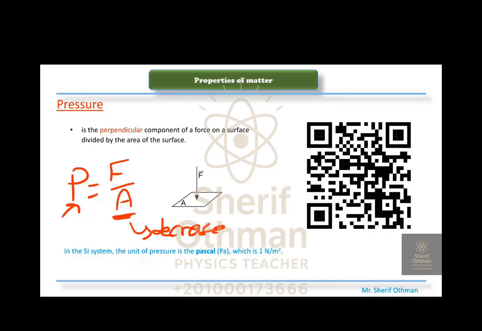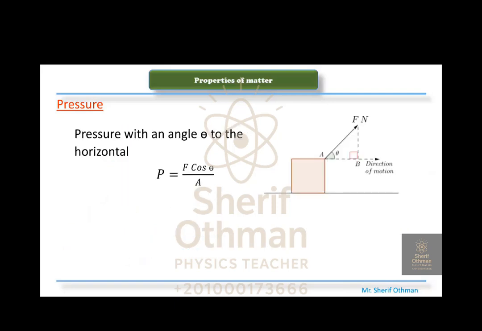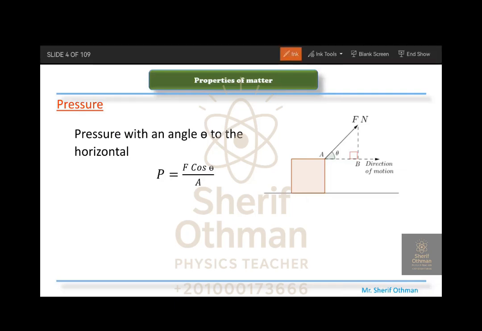So how to define pressure, guys? Pressure is the perpendicular component of force on a surface divided by the area of the surface. The SI unit of pressure is Pascal, and it can also be measured in Newton per meter square. We said pressure is the force which acts perpendicular to the unit of area. So P equals F over A.